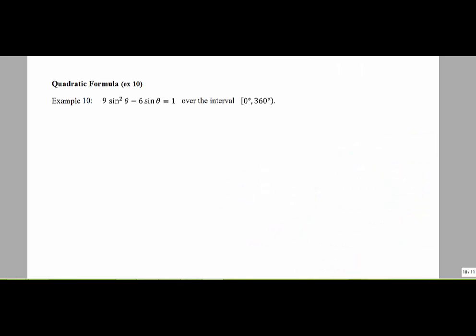Alright, for example 10, we're asked to solve the equation 9 times sine squared theta minus 6 sine theta equals 1, over the interval from 0 to 360 degrees. If we think about this in terms of algebra again, we would have 9x squared minus 6x equals 1. So the first thing I would try to do is bring everything over to one side and try to factor. So let's subtract 1 from both sides.